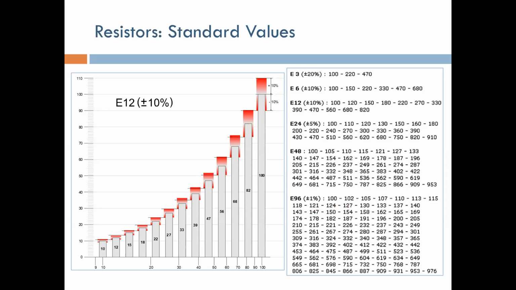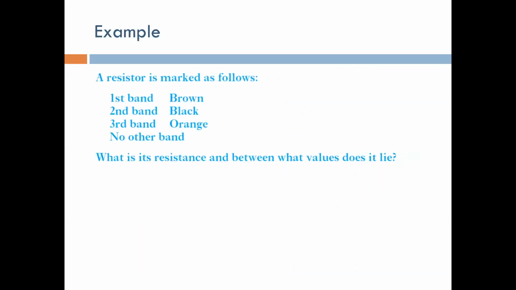Yes, clear. Okay, so let's take an example. If you have a resistor with the first band as brown, the second band as black, the third band as orange, and no other bands, basically only 3 bands, then you're talking about a 20% resistor. If you don't have any other band, you have 20% tolerance, okay? So this means that you have a 20% tolerance.